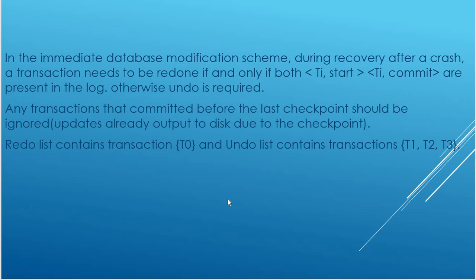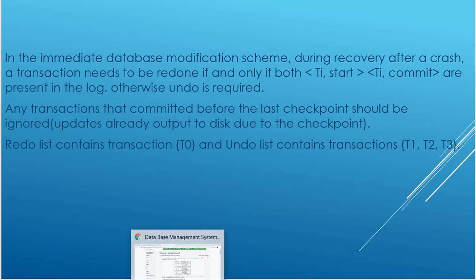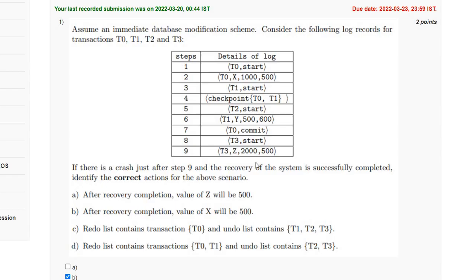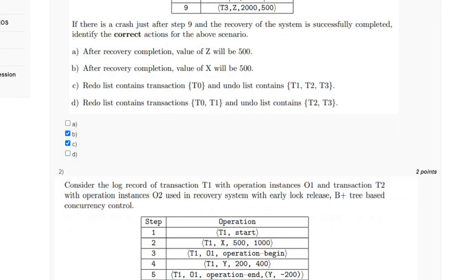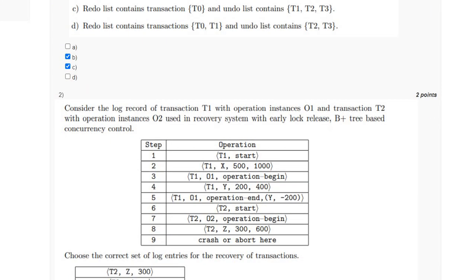So the redo list will contain T0 and the undo list will contain transactions T1, T2 and T3, and since T0 is successfully committed, the value of X will be updated to 500. So for this, the answer is option B and C.